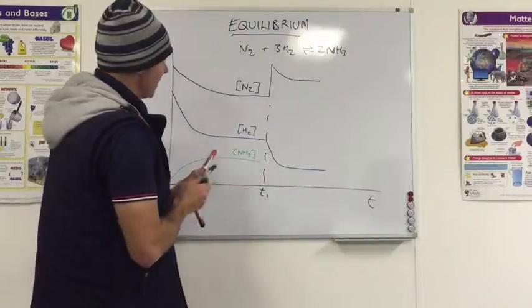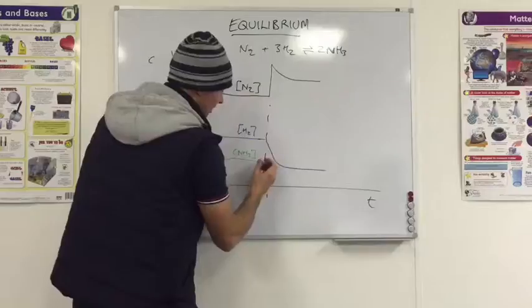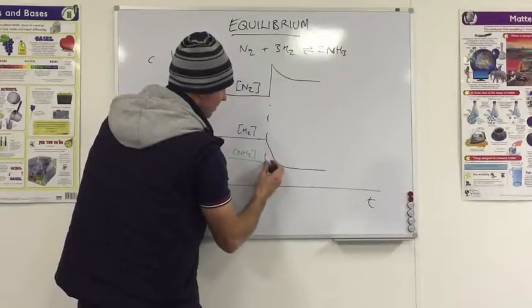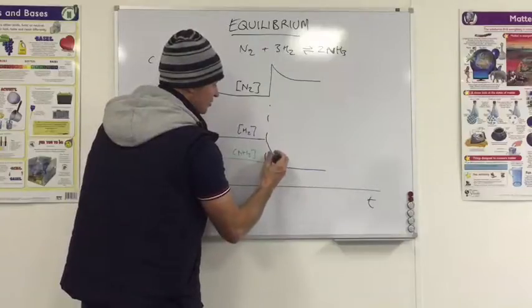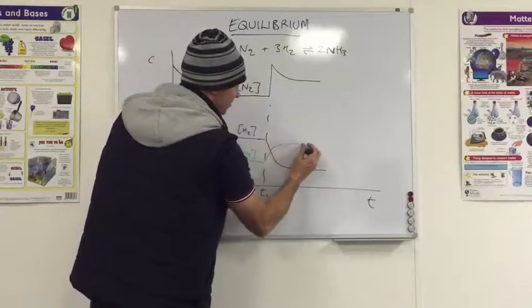Ammonia, on the other hand, will be produced, and so that line is actually going to go up. But it doesn't change immediately, just like the hydrogen. It didn't change immediately, it slopes instead of spiking.